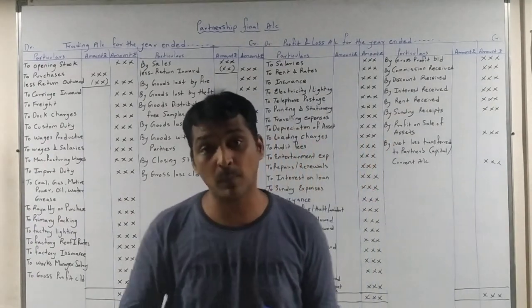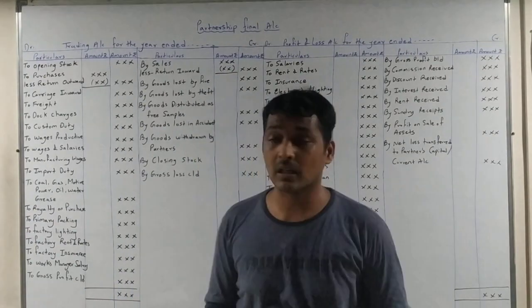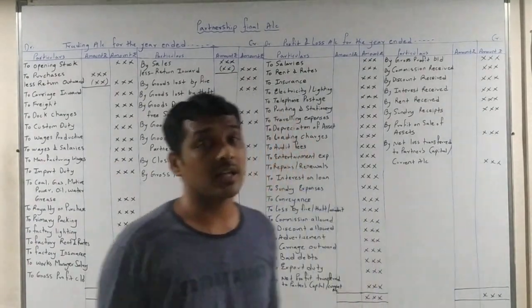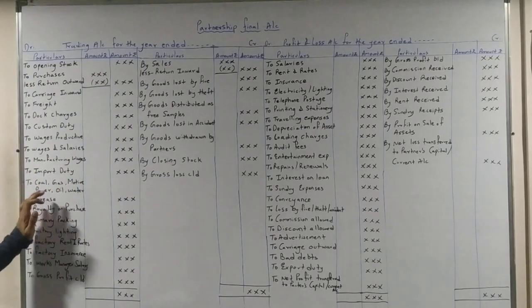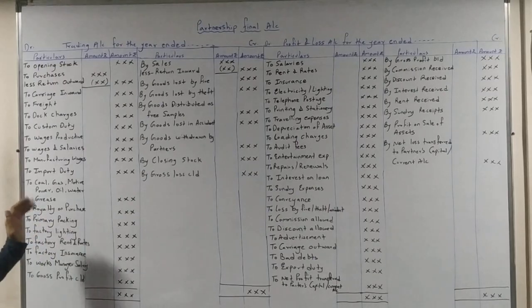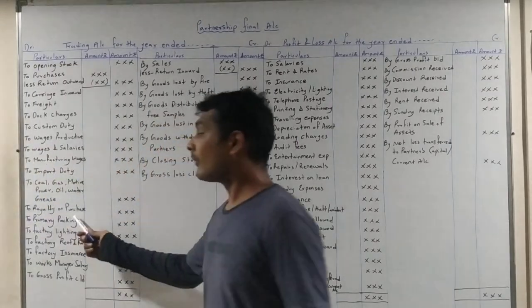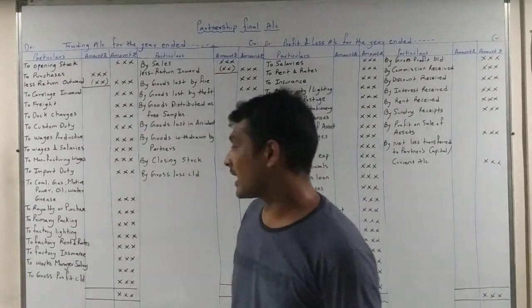In the same way there is an export duty, that is on sales. Export duty will be recorded under the profit and loss account. Import duty will be recorded under the trading account. Then coal, gas, motive power, oil, water, grease, these are all expenditure related to the trading account. Then royalty on purchase is related to the trading account.